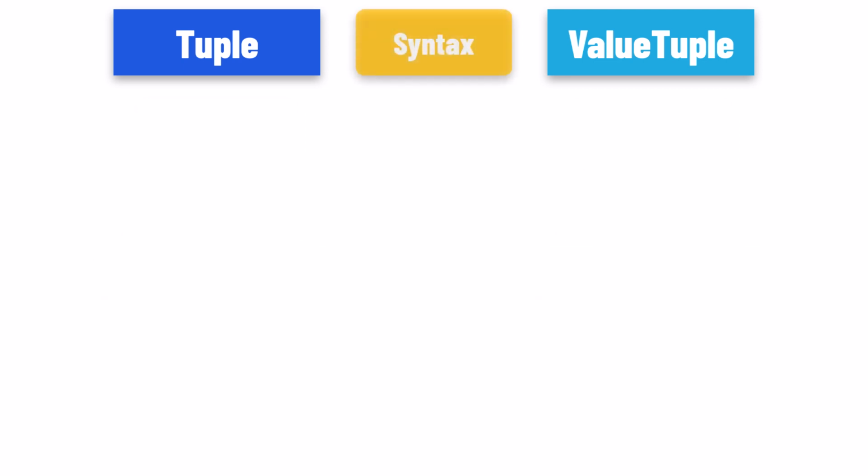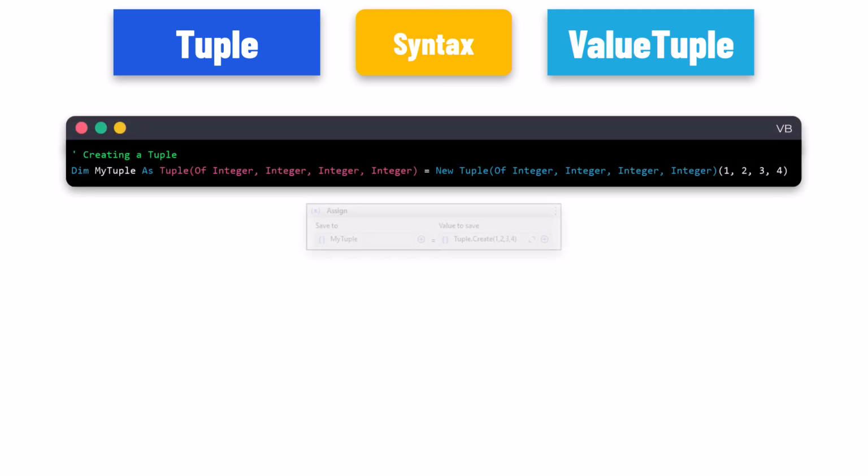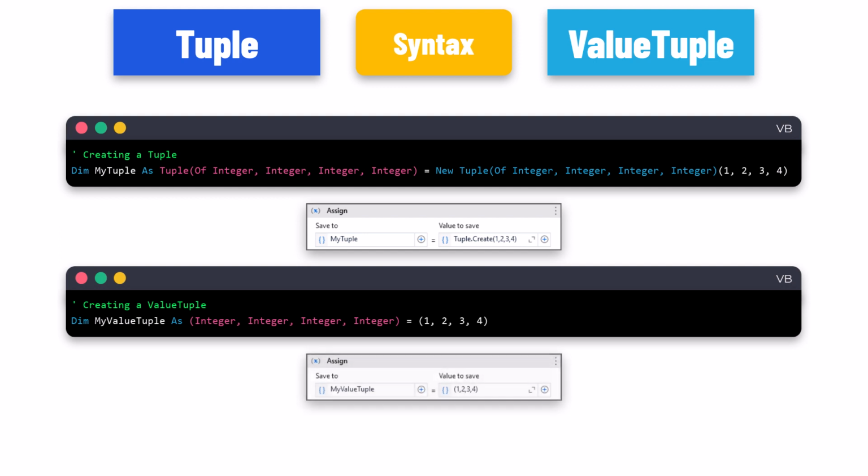Syntax is another difference. Creating a tuple typically requires calling a constructor and can be more verbose. For example, the following tuple. On the other side, value tuple supports a lighter syntax and can be created using a simple syntax. For example, the following value tuple. These are the main differences between both types.